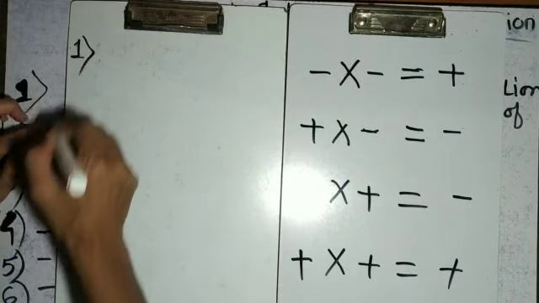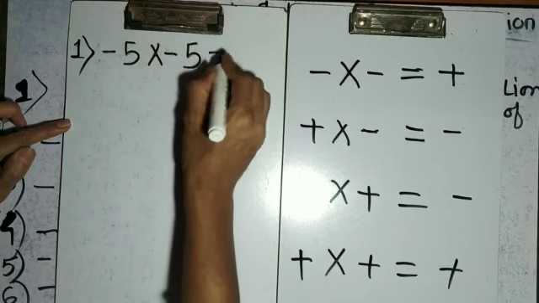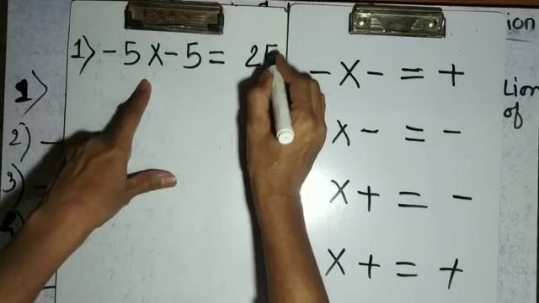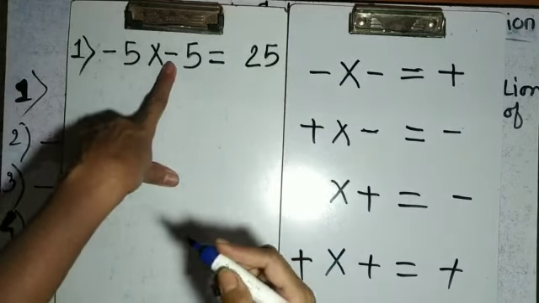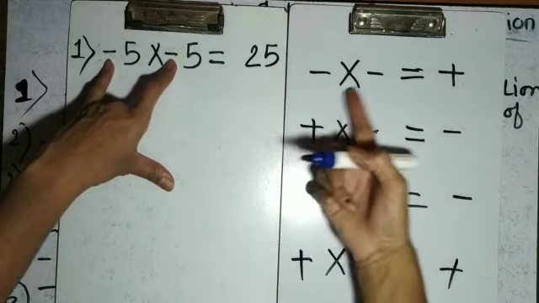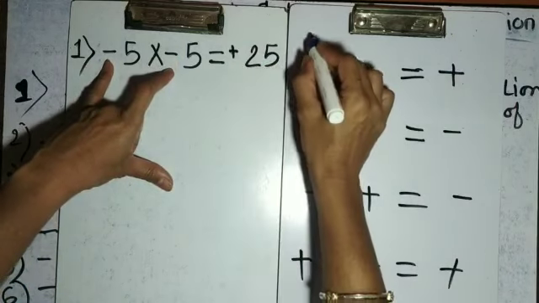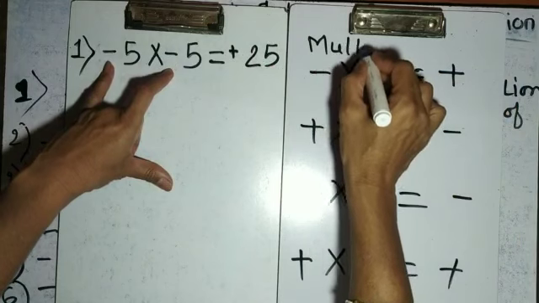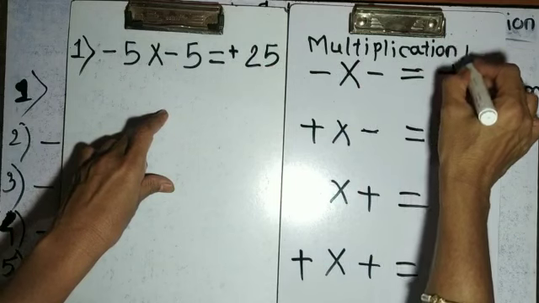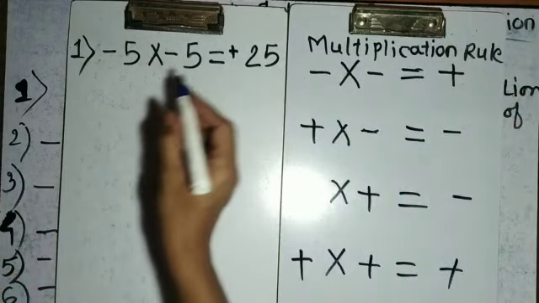So first example, minus 5 multiplied by minus 5. We know very well 5 5s are 25. So we can write here easily 25, no problem. But minus into minus, here we are going to do the multiplication of the two signs. As per the rule for the multiplication, minus minus will be plus. So I am writing here multiplication rule. Now minus into minus, plus 25.